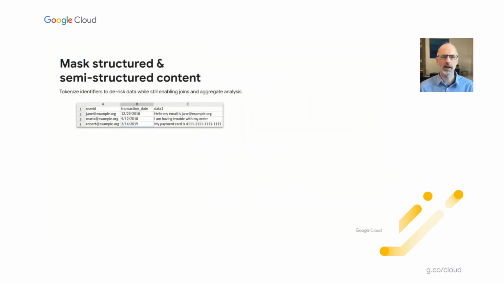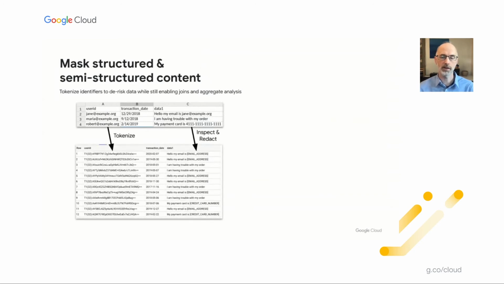Now let's just put all this together again. So imagine we have a table that has columns like a user ID, in this case, it's an email address, maybe some date information, and some unstructured data. So when we apply de-identification, maybe we'll tokenize that user ID so we can use it as a join key.